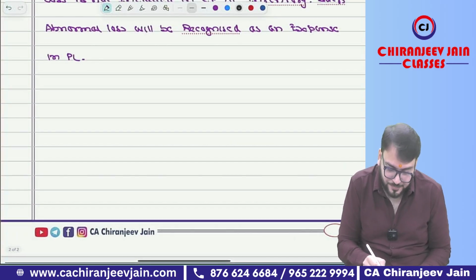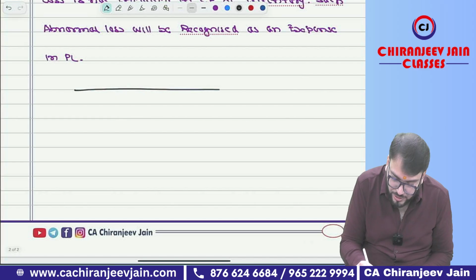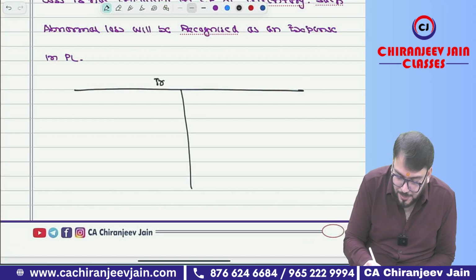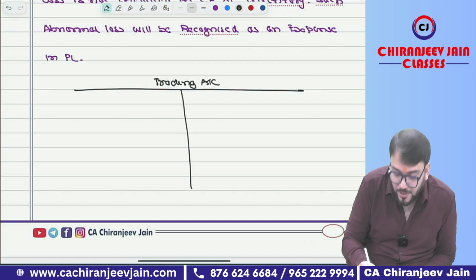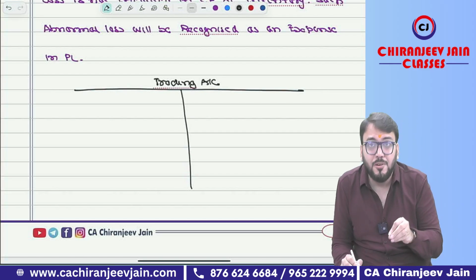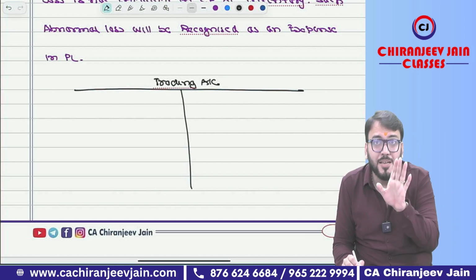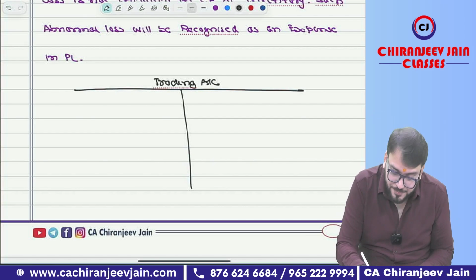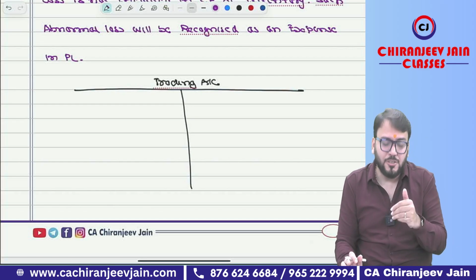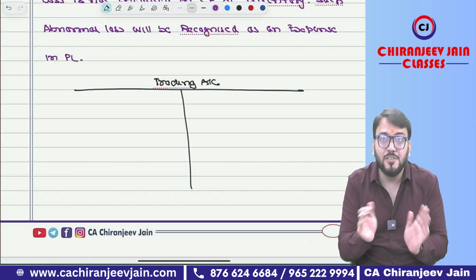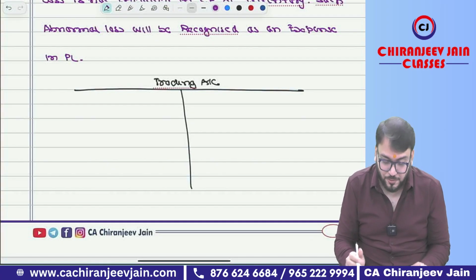Only for your understanding, just try to understand. Whenever I am preparing a trading account, this is to link with CA Foundation. What you used to do in CA Foundation, now in CA Inter is different. CA Inter may prepare SOPL in vertical format, but to explain with a trading account so that you become more attached with the concept, I am taking a trading account.